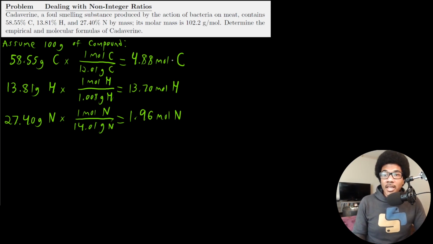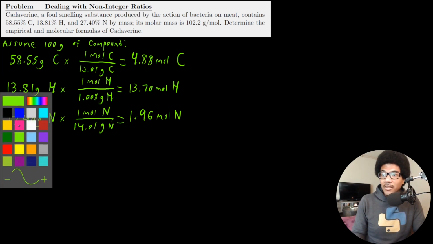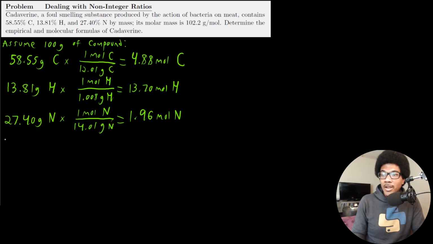Okay, so again, we have established all of our atoms here as the number of moles that are present in a 100-gram sample. So the next thing to do here is divide by the lowest number of moles. In this case, that's going to be our nitrogen. So this is going to be our lowest number of moles that's present. Basically, we're going to just divide each one by 1.96.